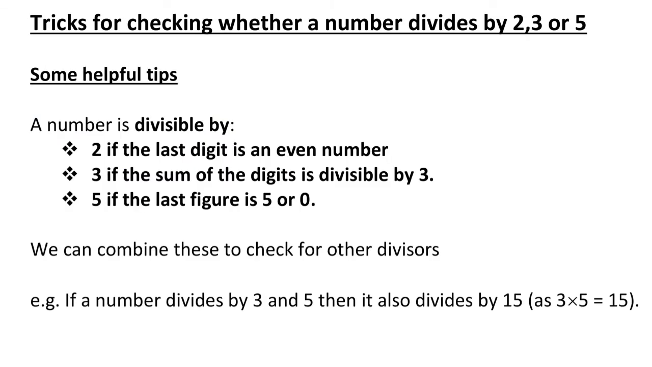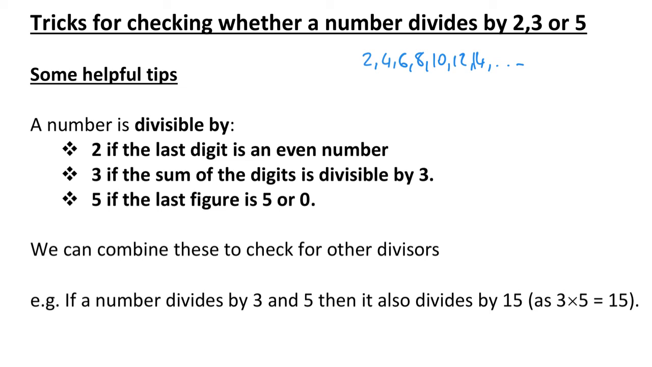Tricks for checking whether a number divides by 2, 3 or 5. So what we know are all the even numbers, or all the multiples of 2. Whenever we think about all the multiples of 2, they are 2, 4, 6, 8, 10, 12, 14, and so on. And all the even numbers end in 2, 4, 6, 8, or 0. So they are going to be divisible by 2. So any number that the last digit is an even number is going to be divisible by 2.